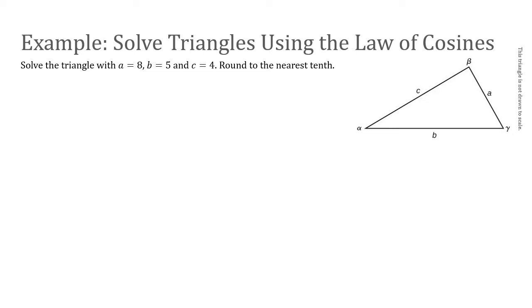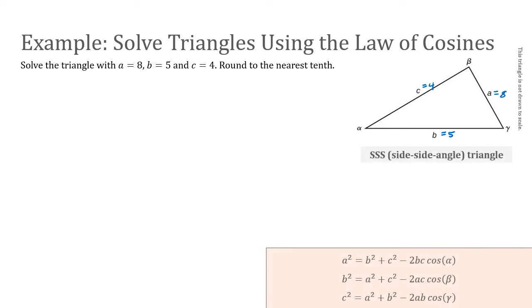So we have side A equal to 8, side B equal to 5, and side C equal to 4. This is an example of the side-side-side triangles where we can use the law of cosines. In fact, we have to use the law of cosines because we don't have an anchor. We can't use our SOHCAHTOA rules because we don't have a right triangle. All we can use is the law of cosines. And what we want to do is solve for those three angles. So I can start with whichever angle I like.